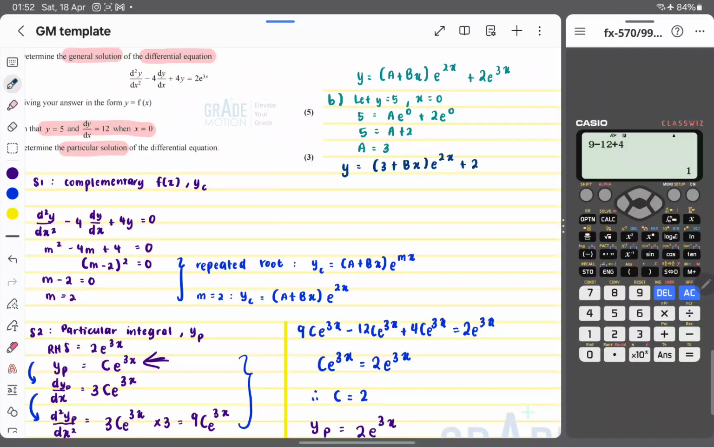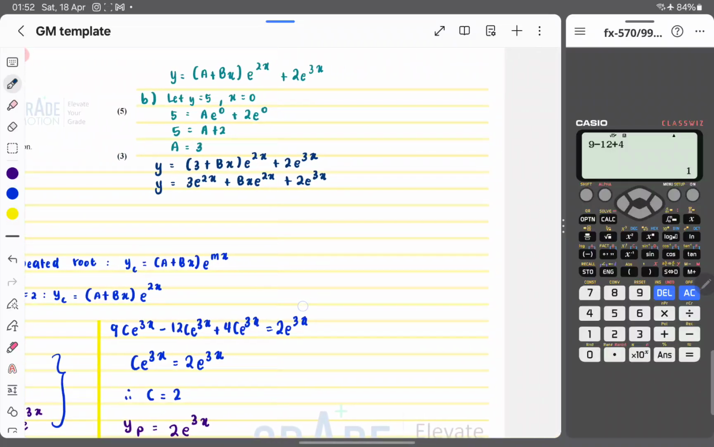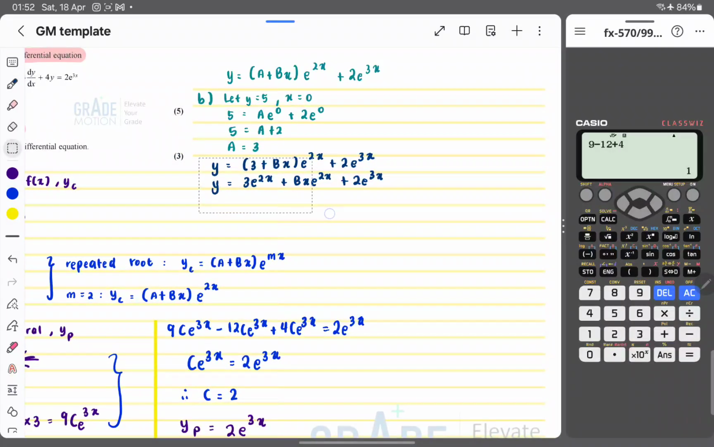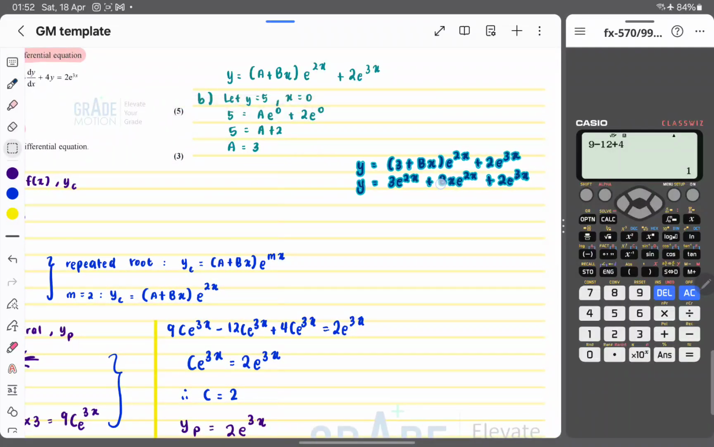e^2x plus 2e^3x. What's the next information that they give us? They give us the dy/dx. So we have to differentiate this before we can substitute the value. But to make this easier, we have to expand this first. So let's expand. Okay, so y is equal to 3e^2x plus bx e^2x plus 2e^3x.